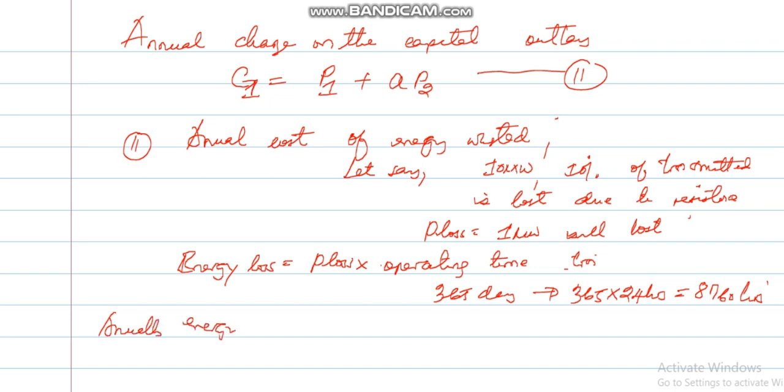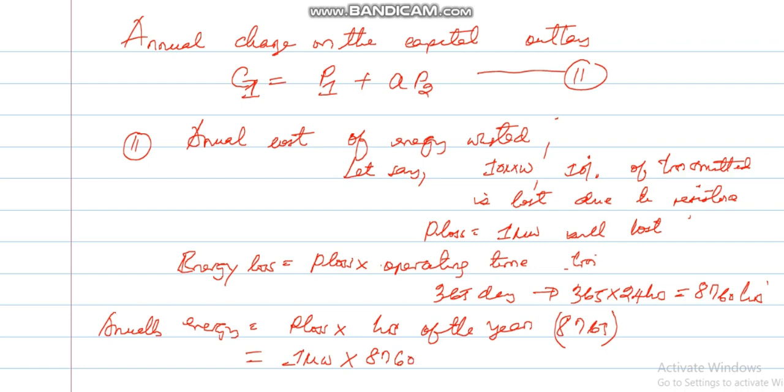Sawa. Kwa hiyo the annual energy loss, sasa tunasema power loss times hours of the year, ambayo ni 8760. Hiyo ni annual energy loss kwa mwaka mzima. Kwa hiyo kama power loss ilikuwa average ni 1 megawatt, unaitimes 8760 ambapo unapata 8760 megawatt hours. Okay, hiyo ndio energy loss.